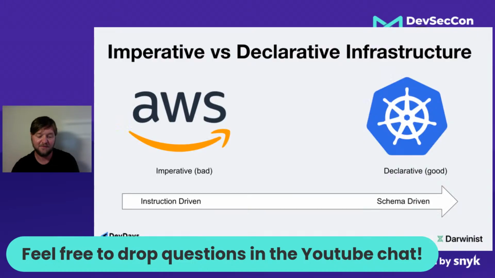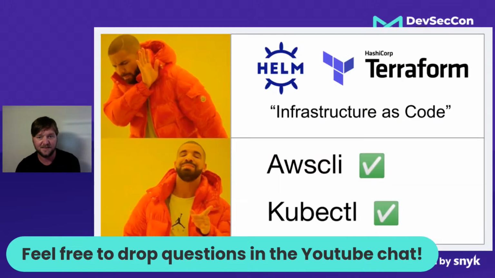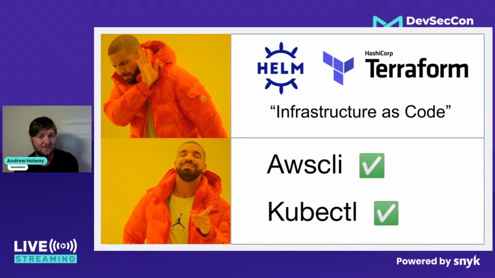If we go back and do radically reduce our Amazon Web Services footprint, then what's left, the little bit that's left, we can handle with a little bit of AWS CLI. We don't need to bother using third-party tooling such as Terraform. And normally you don't really need to bother with Helm, but some people really want to cling on to it.